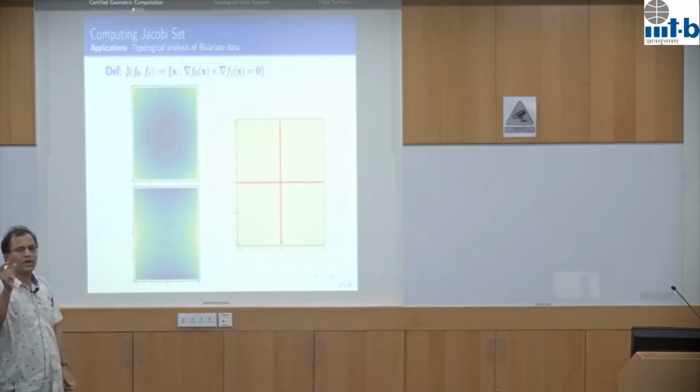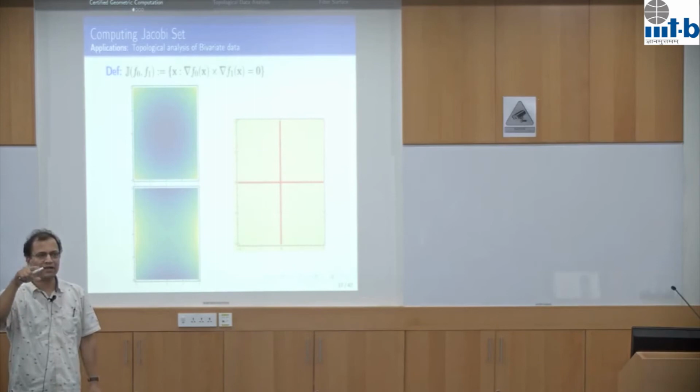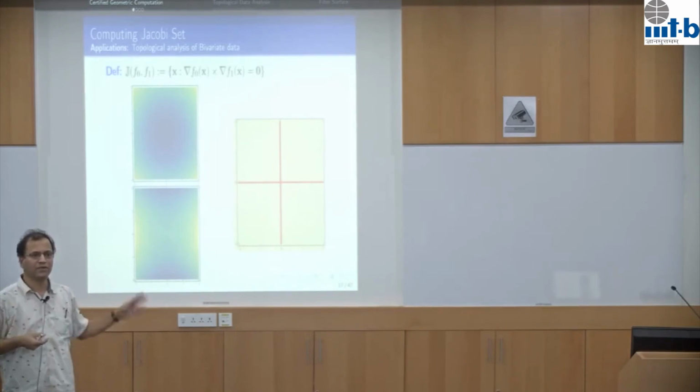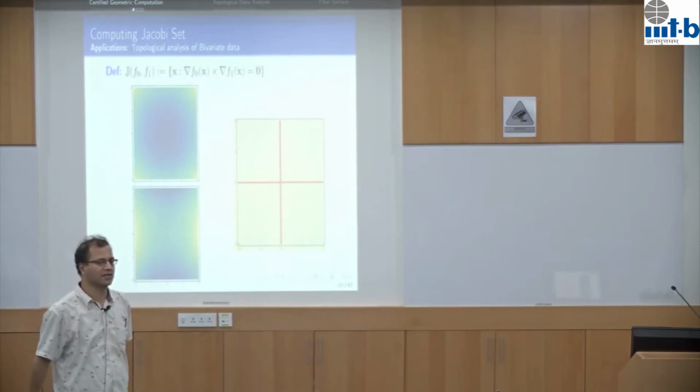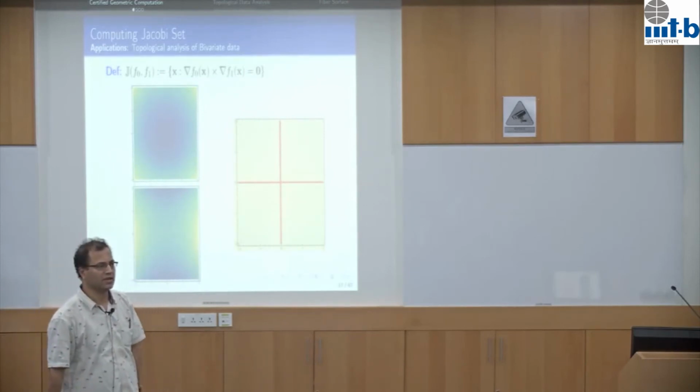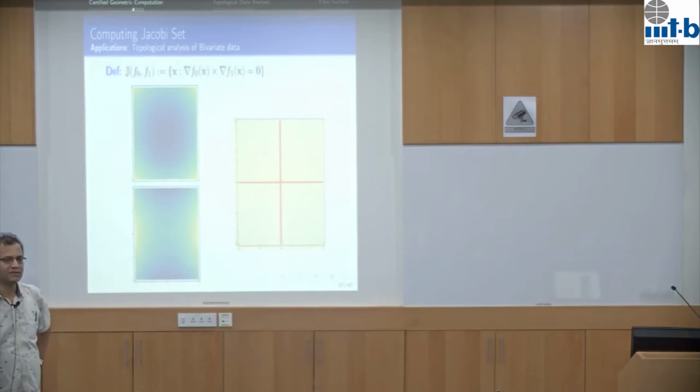For one scalar field, you have only the gradient of f equal to 0. For 2 scalar fields it is like this. For 3 scalar fields, you can extend this definition in a different way, but there are still definitions where you can compute the Jacobi set corresponding to multiple scalar fields.